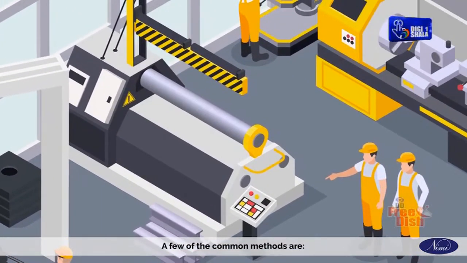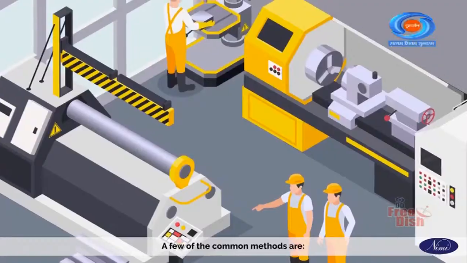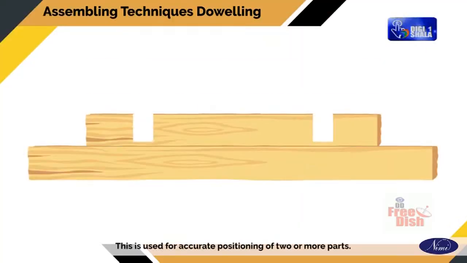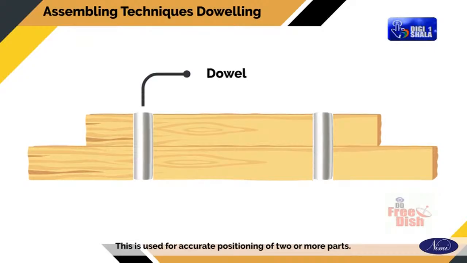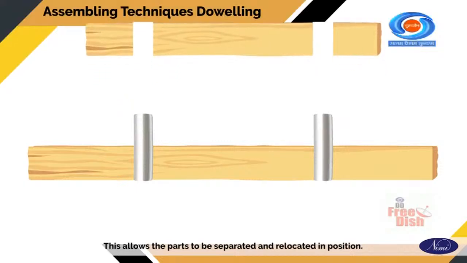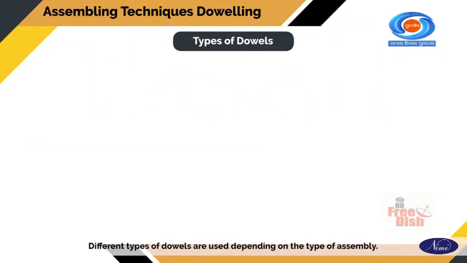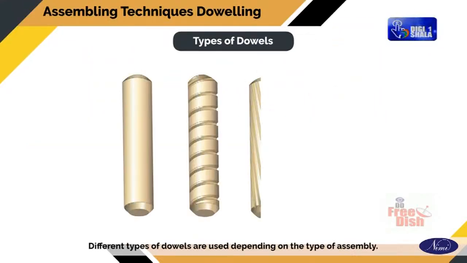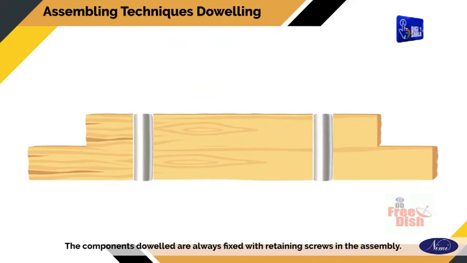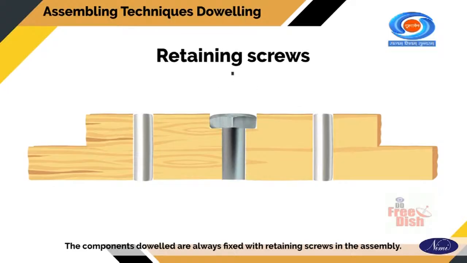A few of the common methods are doweling. This is used for accurate positioning of two or more parts. This allows the parts to be separated and relocated in position. Different types of dowels are used depending on the type of assembly. The components doweled are always fixed with retaining screws in the assembly.